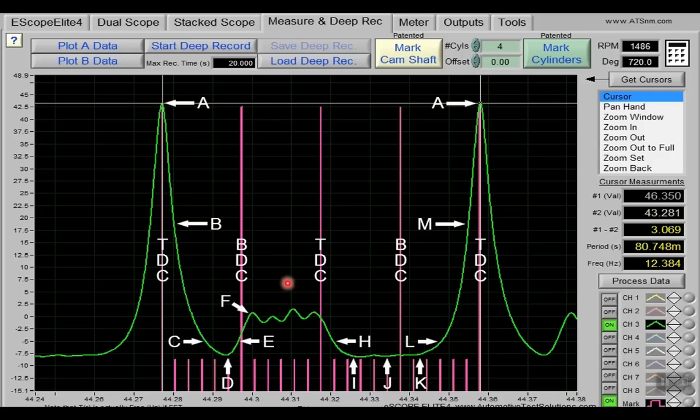So if I'm looking at ignition timing or cam timing, such as a cam target wheel against a crank target wheel, if it's to the right, it's retarded, R&R. And if it's to the left, it's advanced or early.